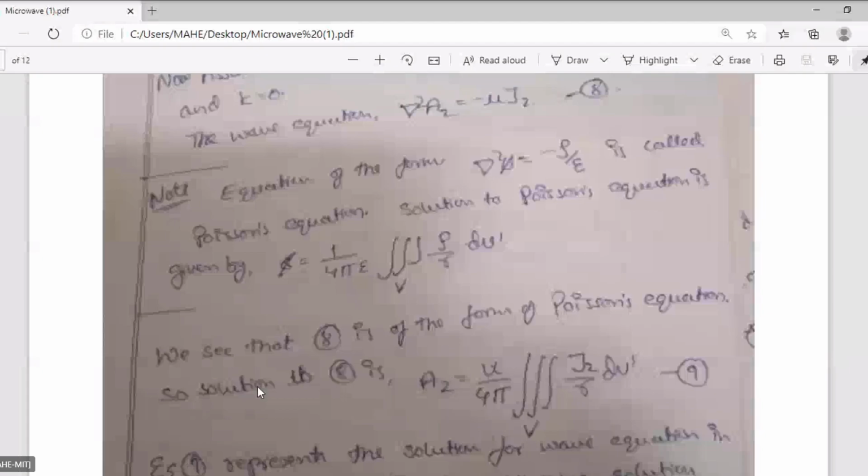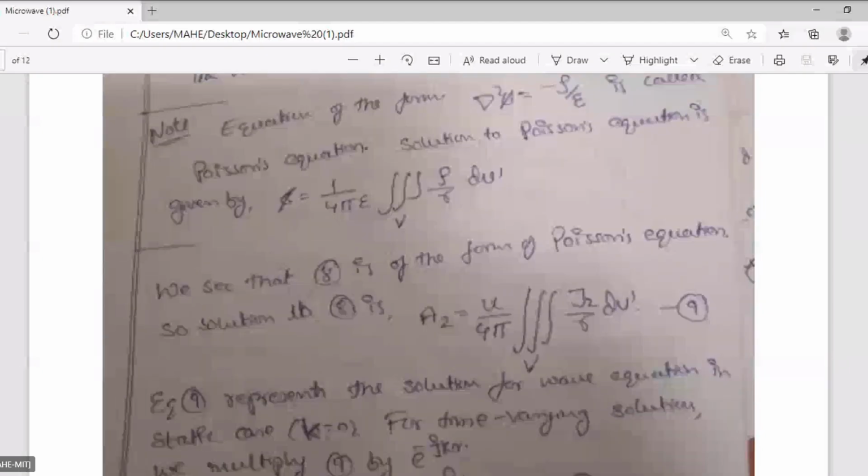So are you able to understand equation 9? Have you got this equation 9? Okay. So now this is for what? This is for the static case, that is k or beta is 0. Equation 9 is the solution of a wave in the static case, k equal to 0.